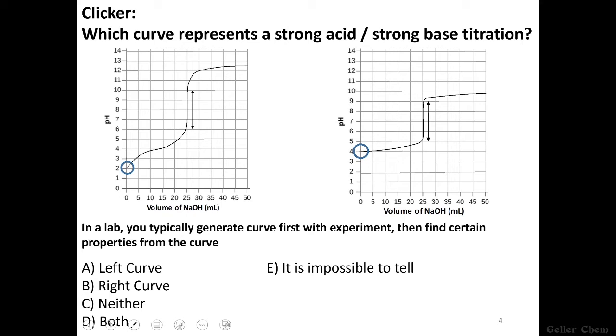You might have thought that this is the stronger acid though, since its initial pH is more acidic than the strong acid. Try to think of a reason why a weak acid would somehow have a more acidic starting pH than a strong acid. We'll cover that in Zoom. For now, let's just write some key points down. We'll call this analyzing the curve.